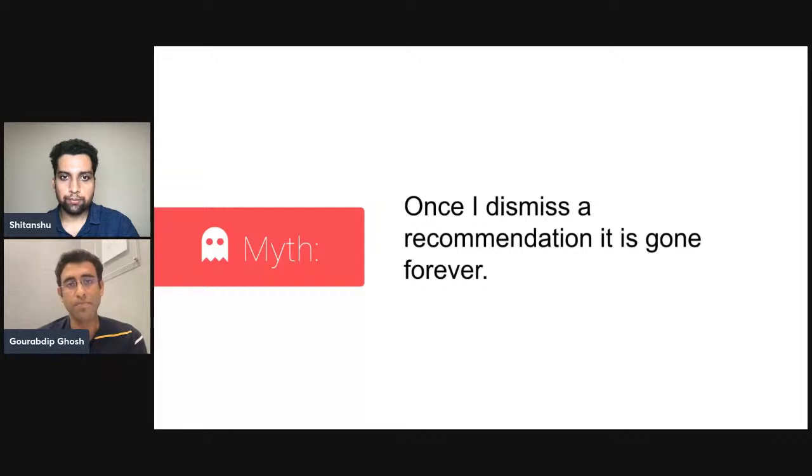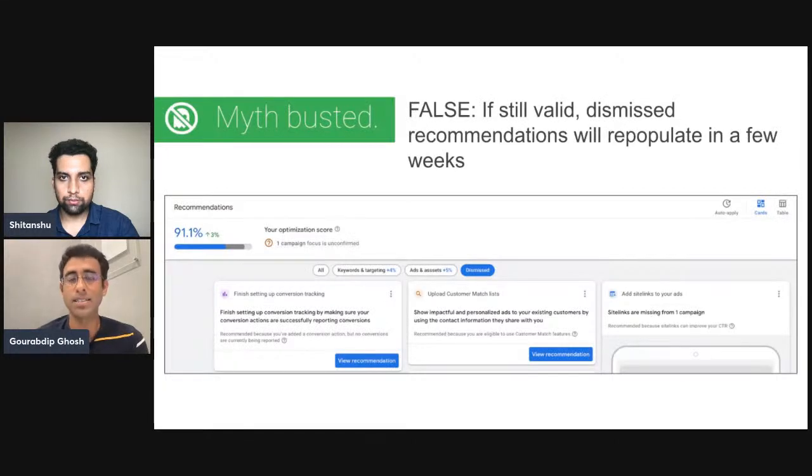The third myth or the hypothesis that people have is that once a recommendation is dismissed, it vanishes from the recommendations page forever. Now, again, this is something that's not true. When you dismiss a recommendation, it gets added to the dismissed chip as shown in the screenshot. You can always visit this section and review the recommendations that you have dismissed. We also have a mechanism where, based on a custom logic, we will repopulate the recommendation after a few weeks if the opportunity still exists and is still relevant for your account.